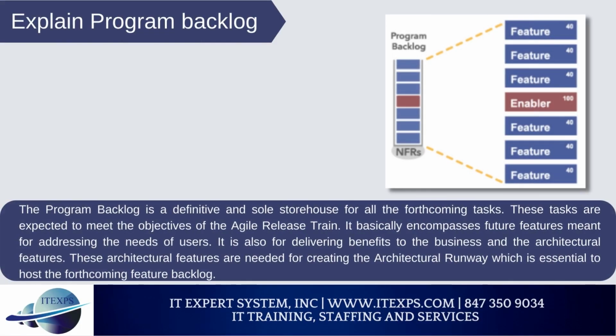Explain program backlog. The program backlog is a definitive and sole storehouse for all the forthcoming tasks. These tasks are expected to meet the objectives of the Agile release train. It basically encompasses future features meant for addressing the needs of users. It is also for delivering benefits to the business and the architectural features. These architectural features are needed for creating the architectural runway, which is essential to host the forthcoming feature backlog.